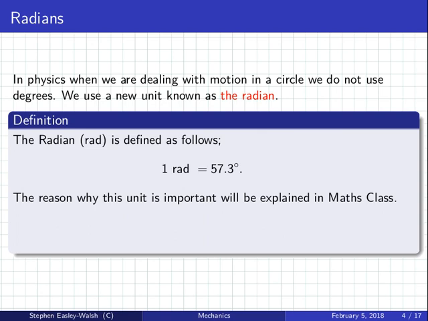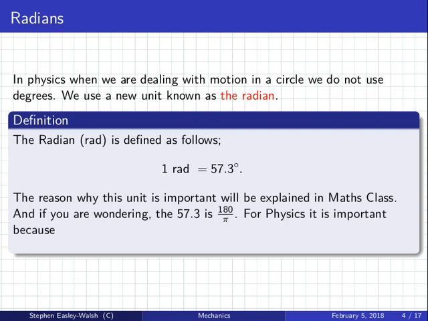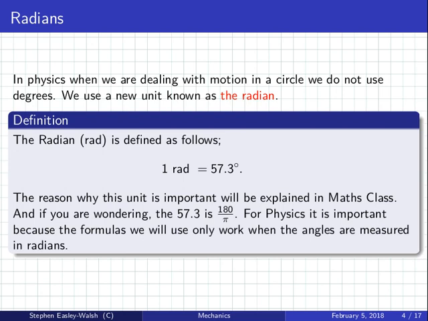Why 57.3? You'll find out in maths class. But we say 1 radian is 57.3 degrees. In fact, it's not exactly 57.3. If you want the exact number, it's 180 over pi. For physics, it's important because the formulas we use on the next slide only work if we measure the angles in radians. So in physics we only use radians when we're moving in a circle.